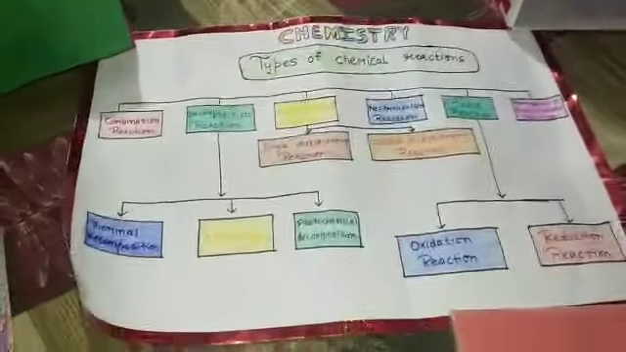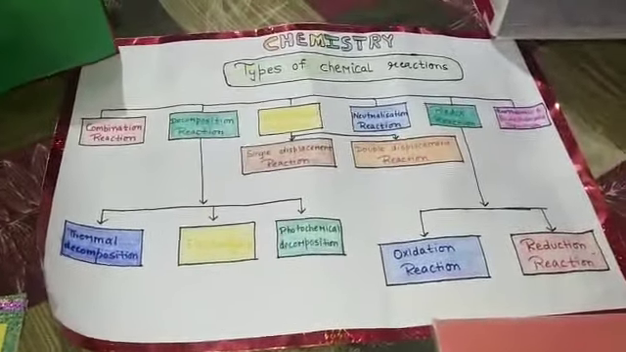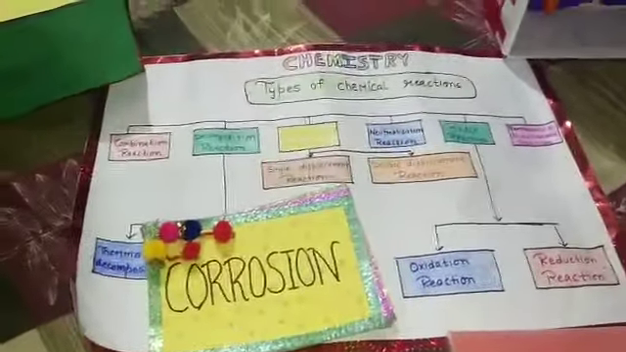So these are my flashcards on the topic of rusting, and this is my chart on the types of chemical reactions. These are my chemistry project.